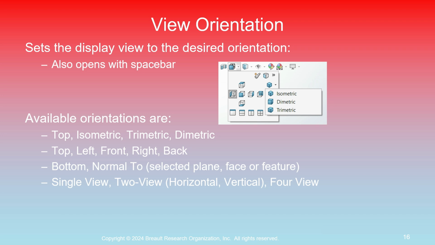Like I said, View Orientation sets the view to a pre-selected orientation. These orientations are isometric, trimetric, dimetric, top, left, right, front, back, bottom, normal to, single view, two view, and four view. You can also rotate the view manually by holding down the middle mouse button and moving the mouse around.